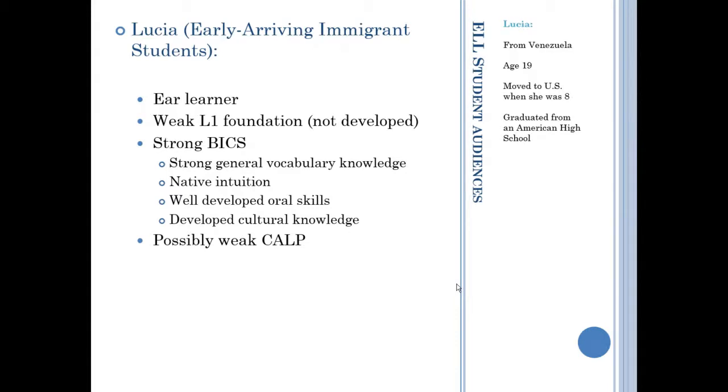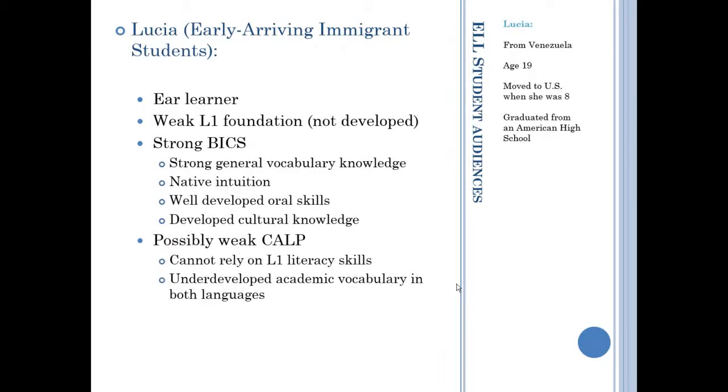This kind of differs, but generally speaking, Lucias have pretty weak cognitive academic language proficiency because of their late start in the language and the disruption of the education in their first language, right? So their CALP isn't as well developed. And so she cannot draw on her first language literacy skills as much as James can because they're not as well developed. And she usually has underdeveloped academic vocabulary in both of her languages.